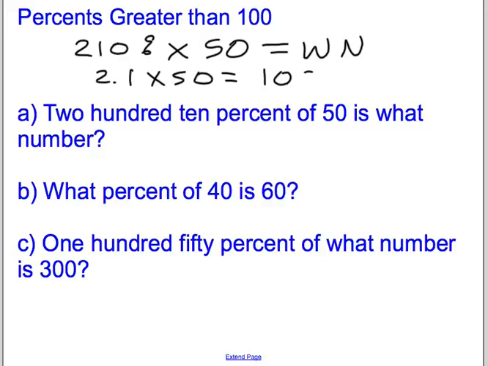Okay, 105. And so when your percent is greater than 100, your is ends up being bigger than your of. This is your total, but if you have a percent greater than 100, then this number ends up being greater than that number.